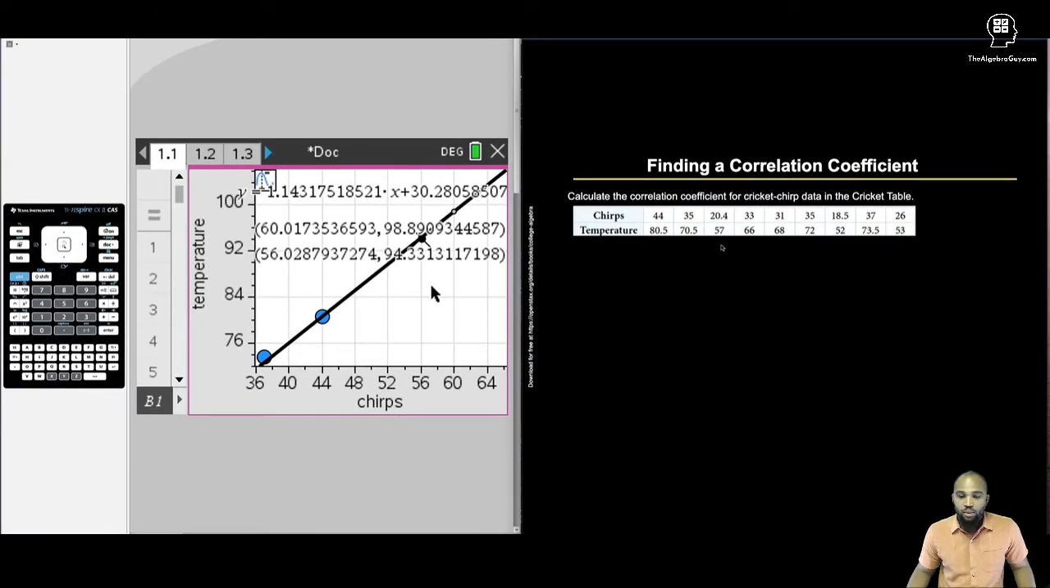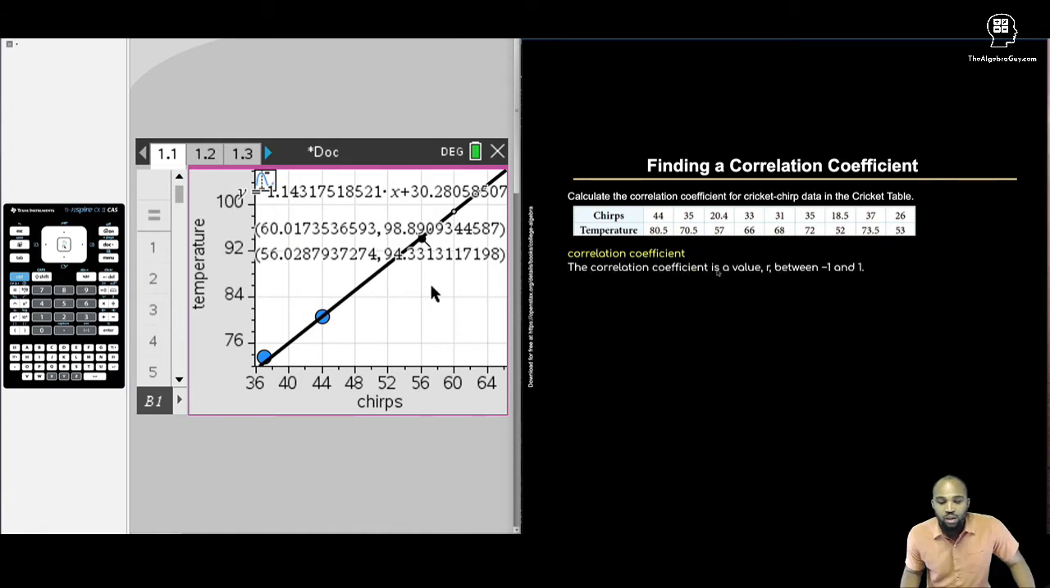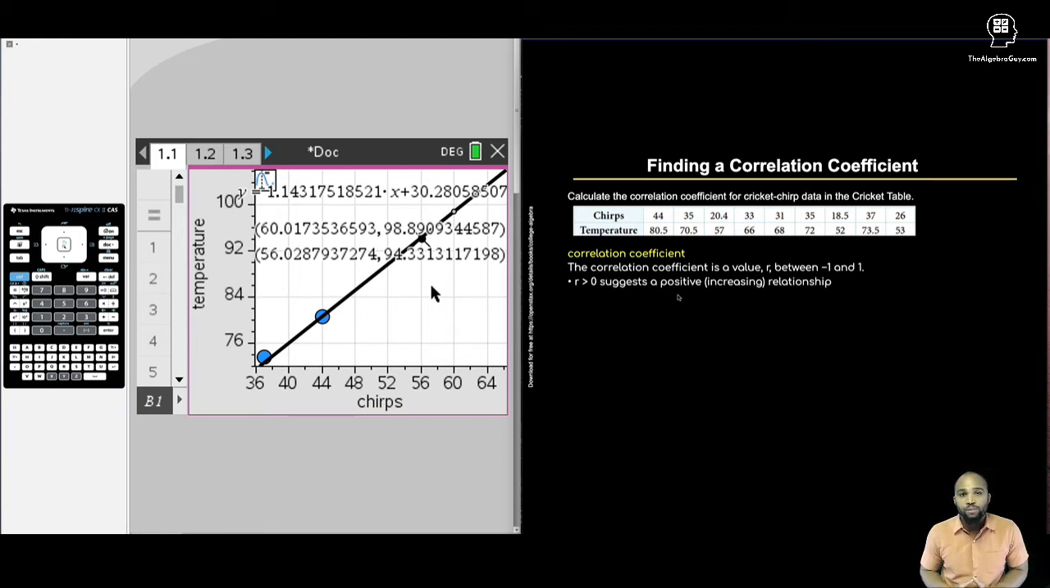All right, now what if I asked you to find the correlation coefficient? Well, what is that? First of all, the correlation coefficient is a value we call R, between -1 and 1. What this value is doing is trying to understand the relationship between your data. How closely connected are the chirps to the temperature? How closely is the relationship between those two?